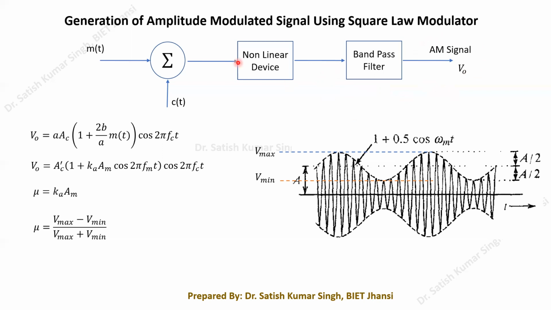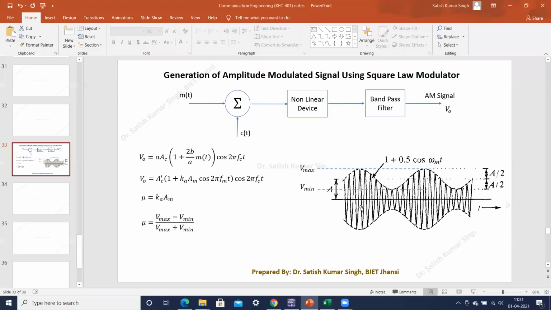As I told you, the summer can be easily implemented by using the op-amp, and the non-linear device is nothing but simply a diode. The band pass filter I have already implemented in my previous YouTube lectures, so you can refer to that. I will also share the link in the description box, in case you have not seen that particular video on how to design the band pass filter. After that, we can look at how this circuit can be implemented.